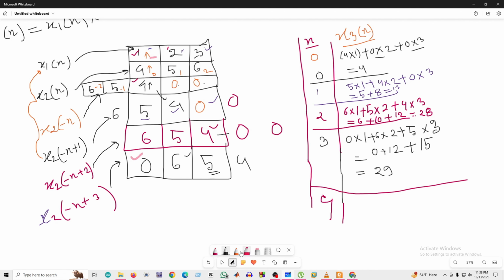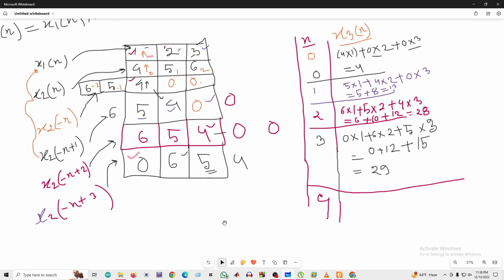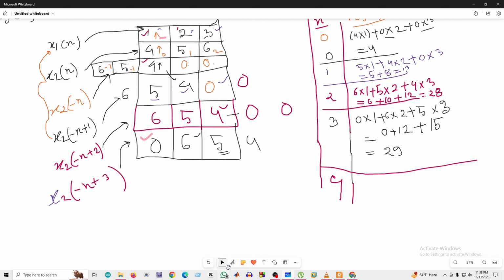The process is actually running, right? The process is actually not finished or not ended. It is actually running.